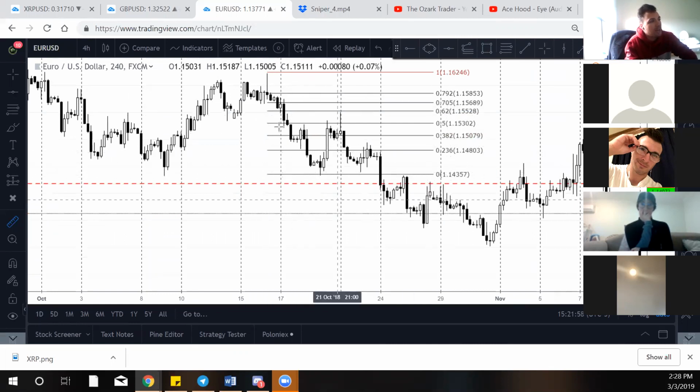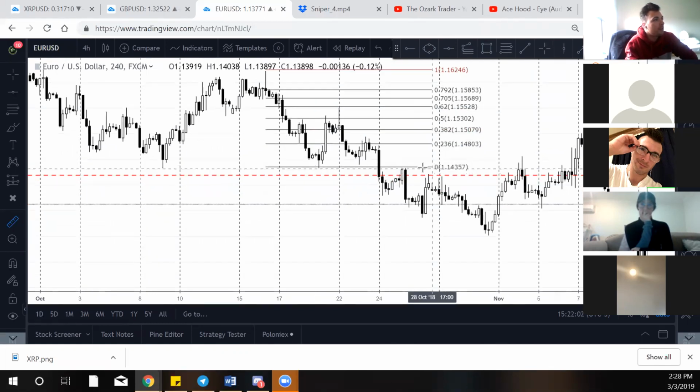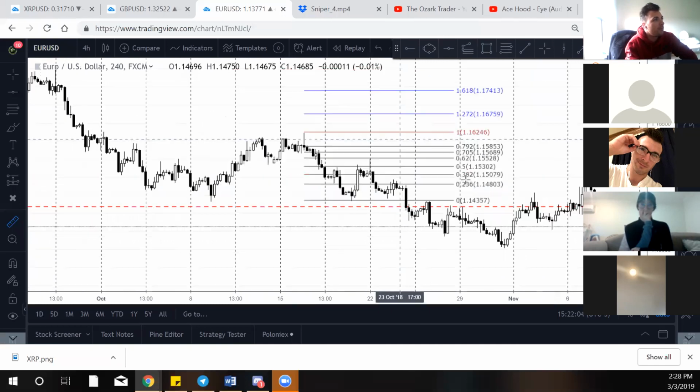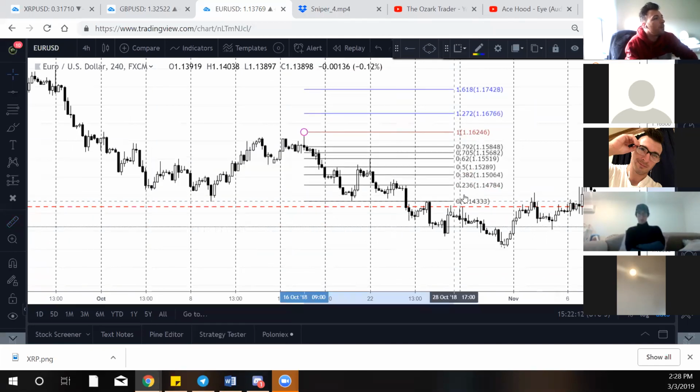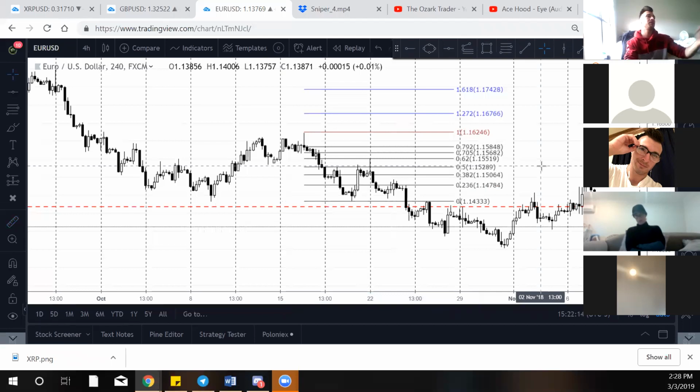Now, if we wanted to get an entry on this little downtrend we got on the 4-hour, I need to let go of that so I can get back on my Fibonacci here. I don't want to use the measurement tool no more. All right, so now that we've got that figured out, how do we figure out our target? Well, here we are, 62%.